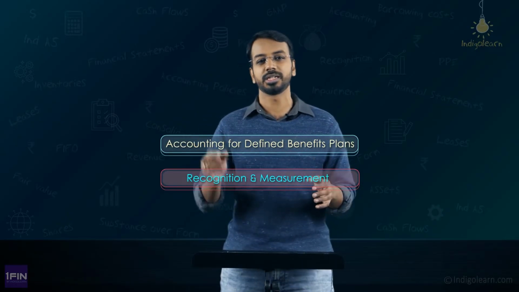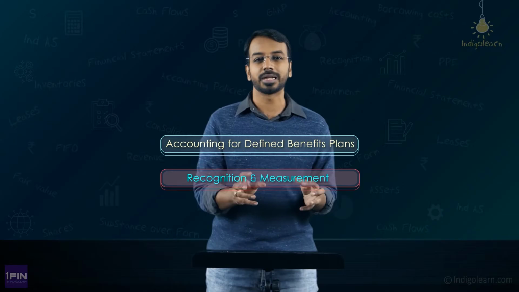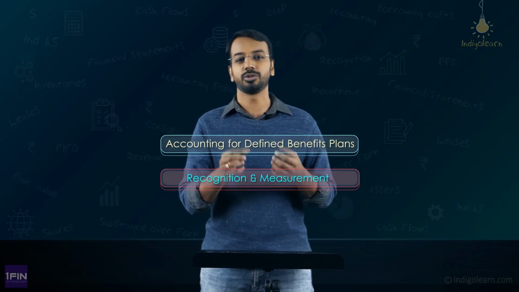We'll reduce the number of periods and we'll take only one employee and try to understand what could be the various impacts that we need to consider. Okay. We'll take the example of a gratuity plan.